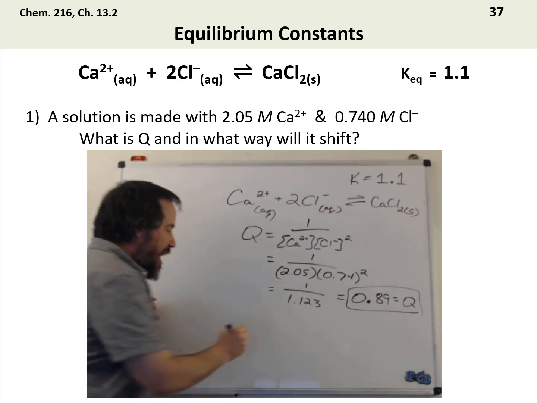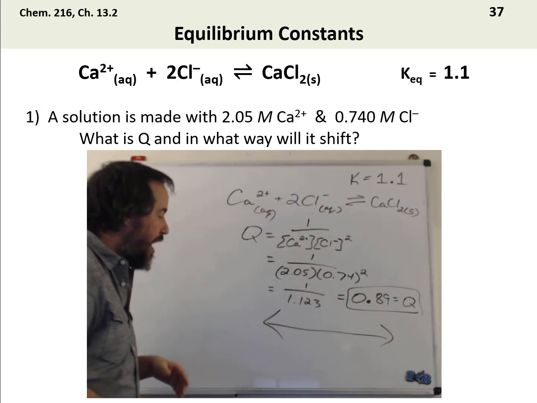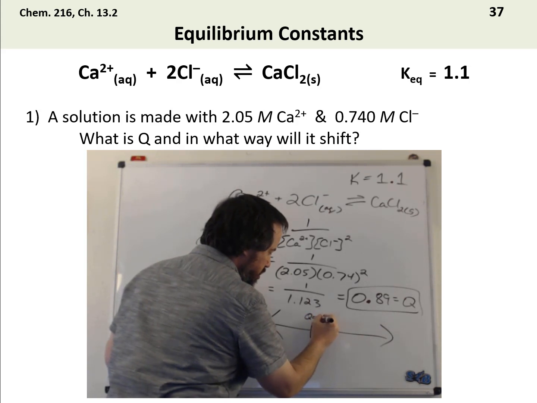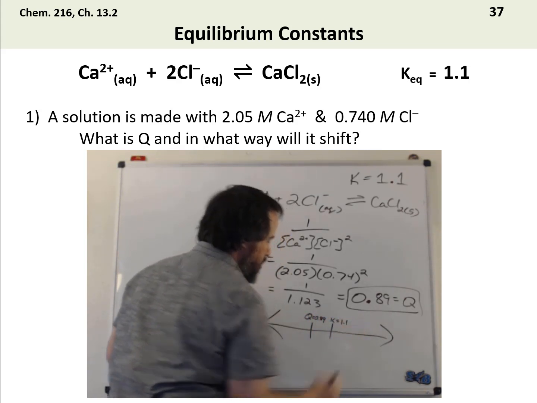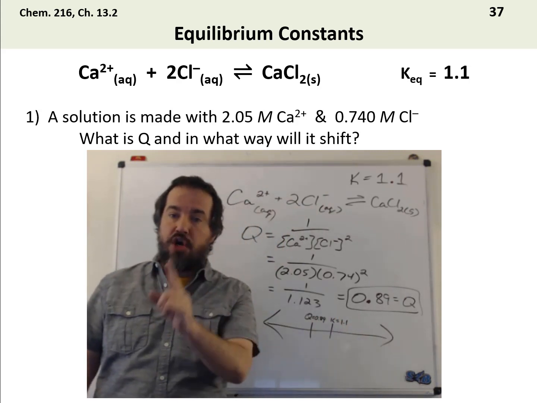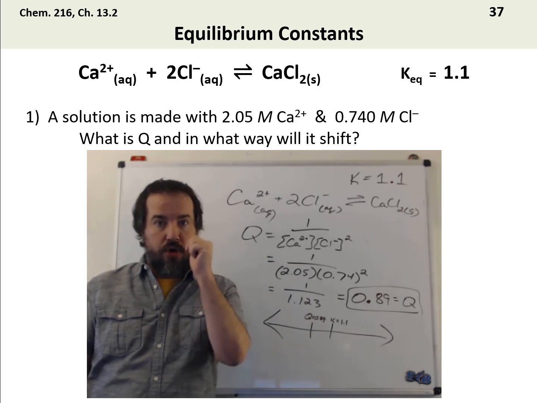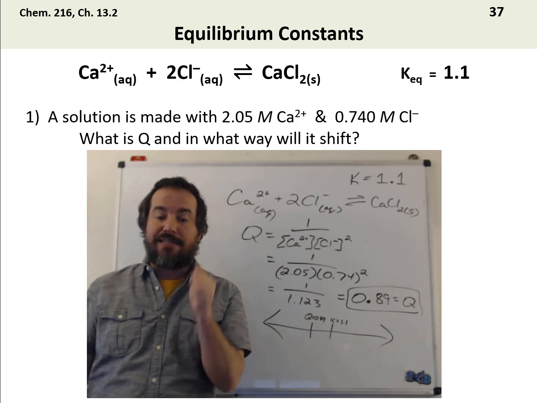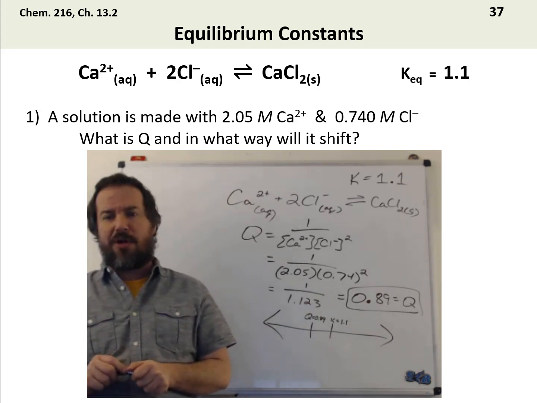So my next step is, and I always just draw out a number line. My Q is here, and my K is here. Okay? Q goes to K. You need to remember this. This is key. I'll get questions asking, does K go to Q or does Q go to K?